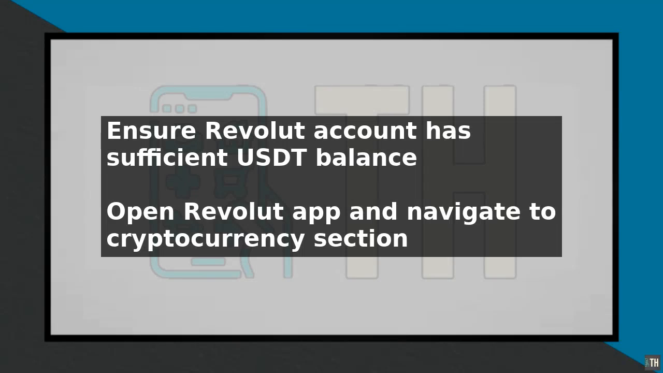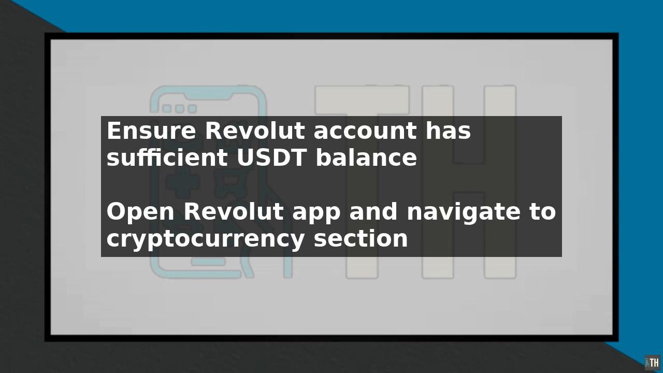To transfer USDT from Revolut to Bybit, start by ensuring you have a Revolut account with a sufficient USDT balance and a Bybit account. First, open the Revolut app and navigate to the cryptocurrency section. Then select USDT and click on the Send button. You will be prompted to enter the recipient address, which in this case is your Bybit USDT deposit address.